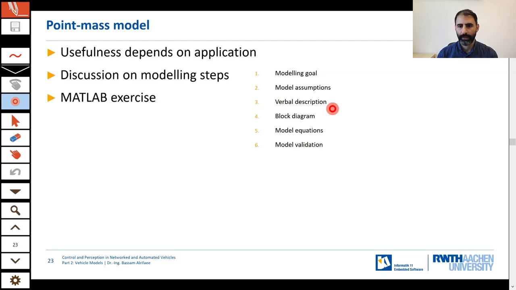An example where this model isn't suitable is parking of normal road vehicles. So for parking, we have to consider the minimum turning radius of a vehicle, and this is what we don't find in this model. We have seen the block diagram, the model equations, and for the validation, we have spoken about it. You can use different, more complex models.